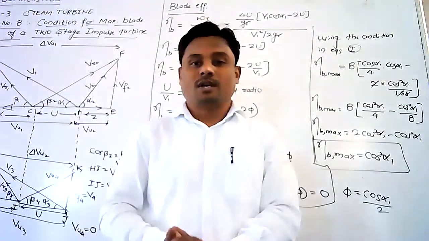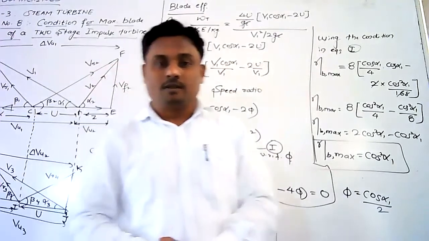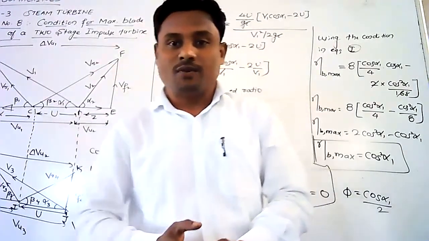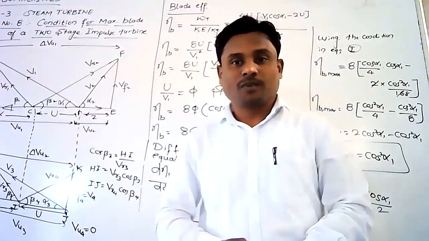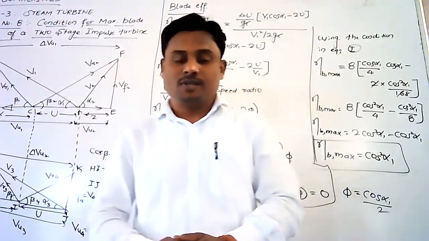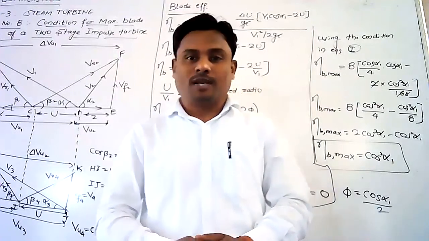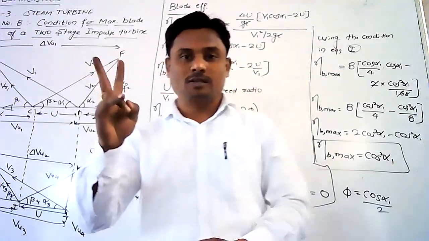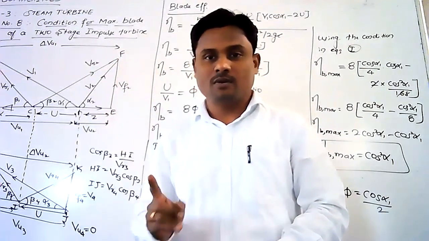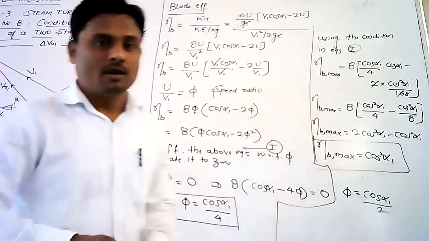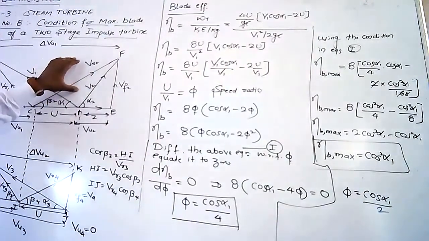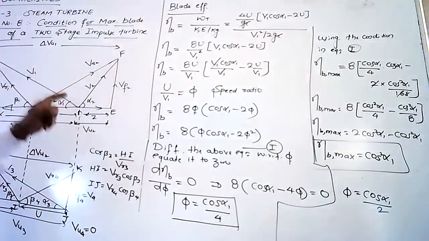Okay, so with this, we have completed the complete derivation of the condition for maximum blade efficiency of a two-stage impulse turbine. In the next classes, we will see some numericals on two-stage impulse turbine. We'll have two types of numericals. In the first type, we have to start the solution from the first stage and end up with the second stage. That is a type 1 problem.